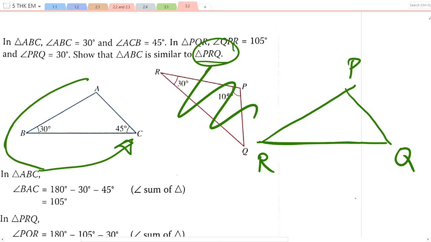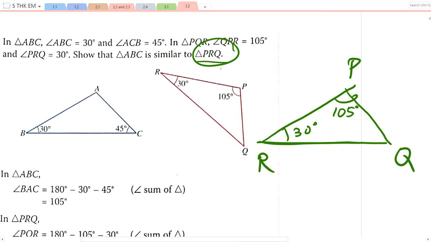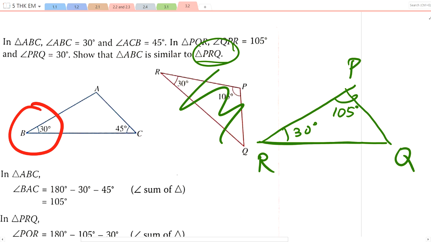Now I want to prove that these two are similar. I'll put in the information that I have. Angle R is 30 degrees. Angle P is 105 degrees. So now I want to prove that these two are similar. You only learn one similarity test so far. That is, your three pairs of corresponding angles are the same. Do I have three pairs of corresponding angles over here? Three pairs? No. How many pairs do I have? I have only one pair. This one and this one. You can tell that they are corresponding angles.